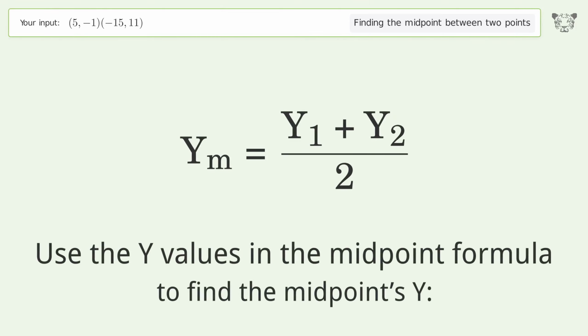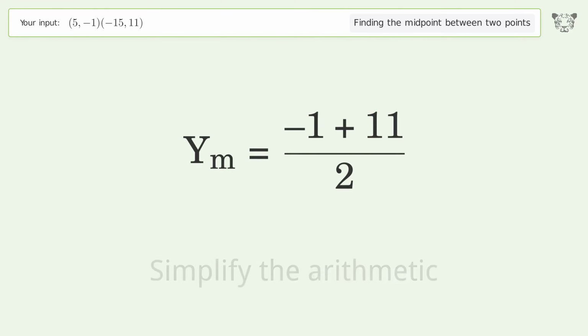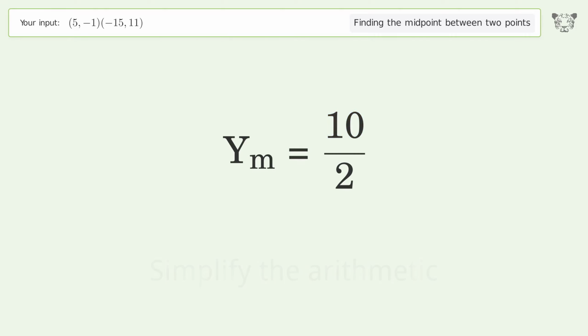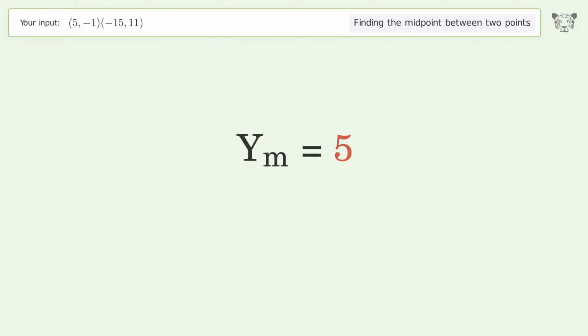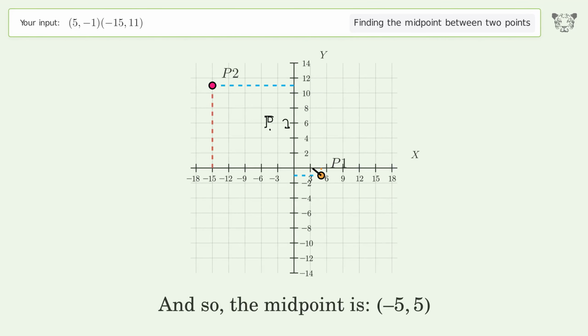Use the y values in the midpoint formula to find the midpoint's y. y1 equals -1. y2 equals 11. Simplify the arithmetic. And so, the midpoint is -5, 5.